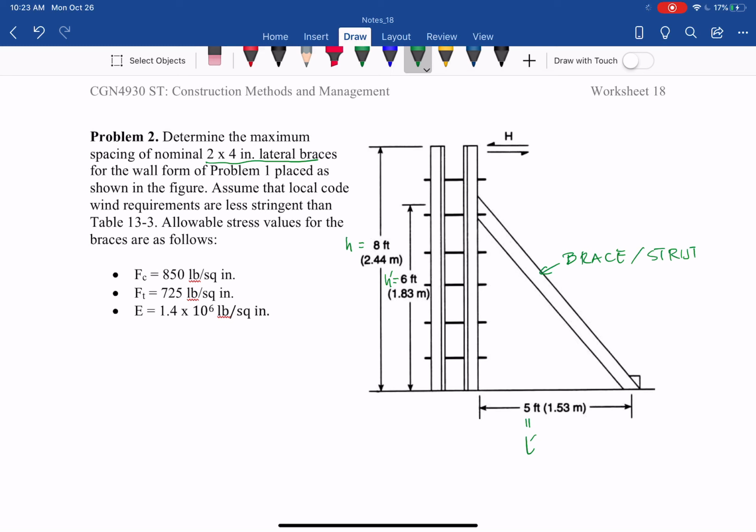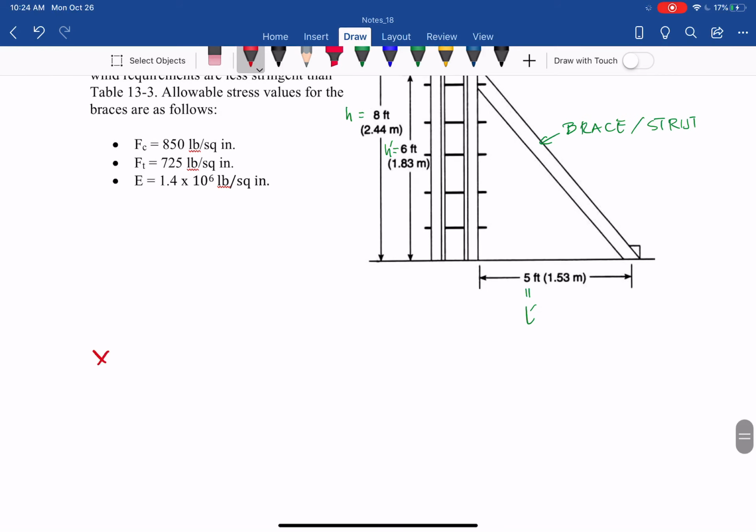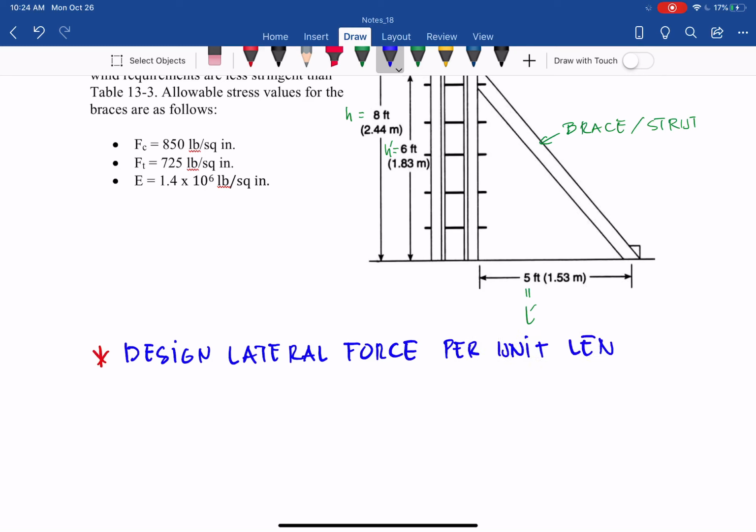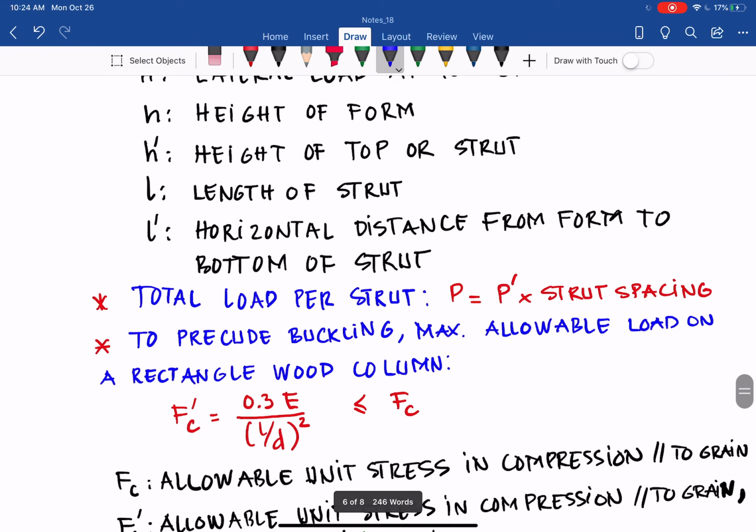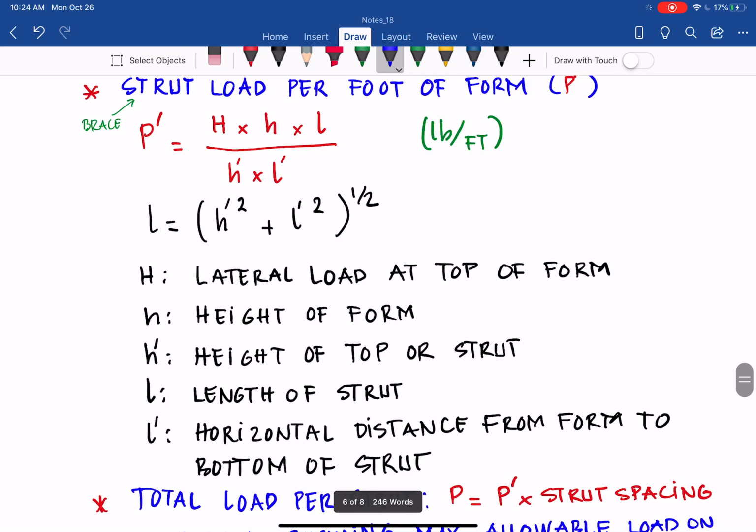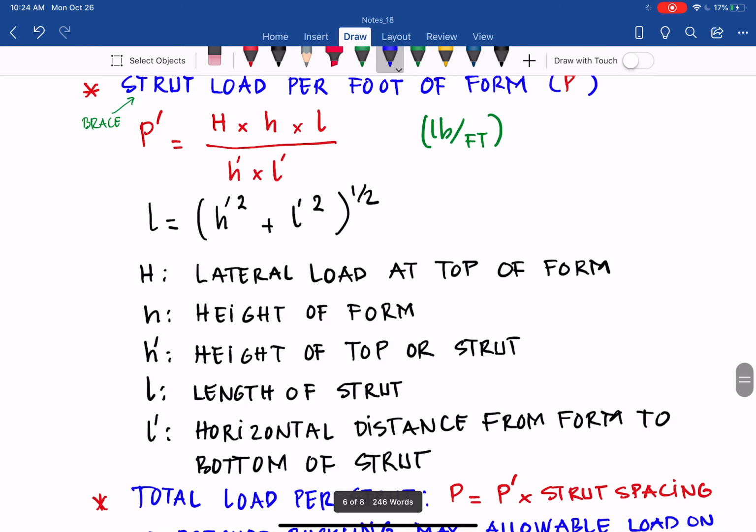Then we can start the design, to determine the maximum spacing. So what is the maximum space for the braces or the struts as shown there? First we need to determine the design lateral force per unit length of the form. From the equation we have H equal to P apostrophe and also H, and H is the lateral load from the top of the form.